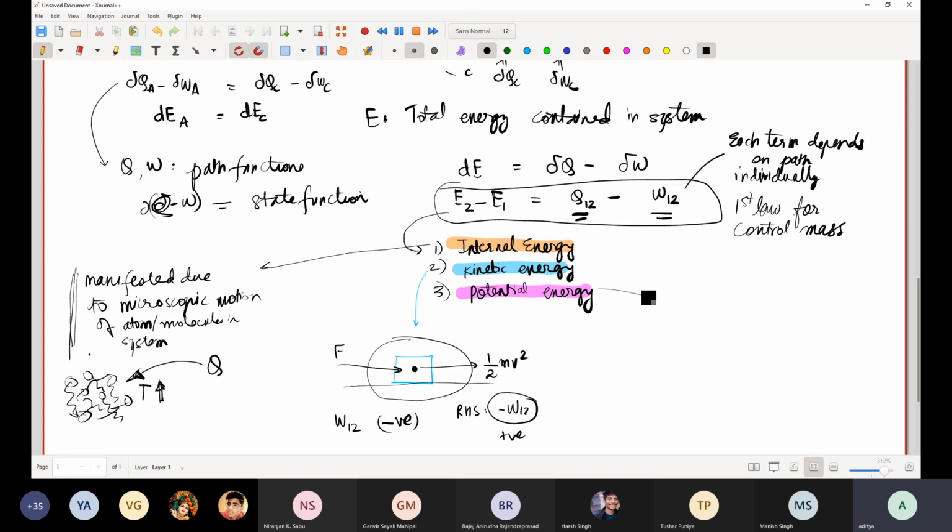Similarly, what about potential energy? Say you have a block, you do work on the system, and suppose by doing work on the system you are able to lift this mass. Then what does it mean?